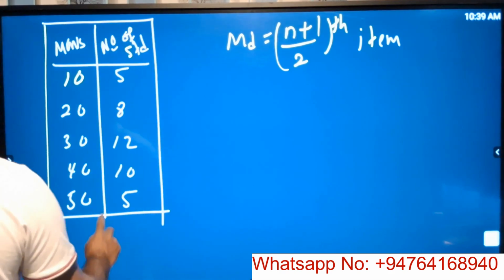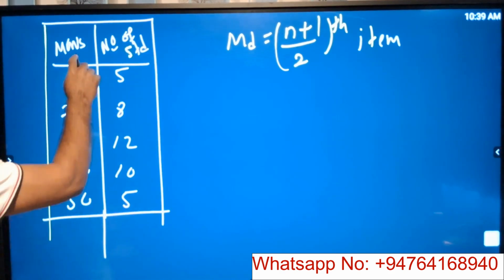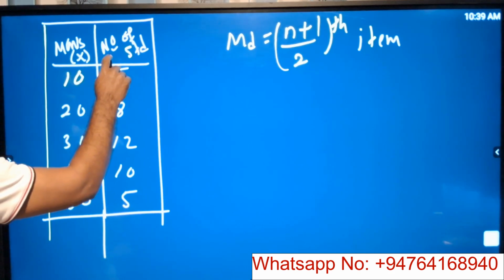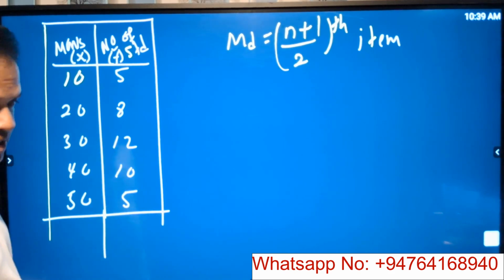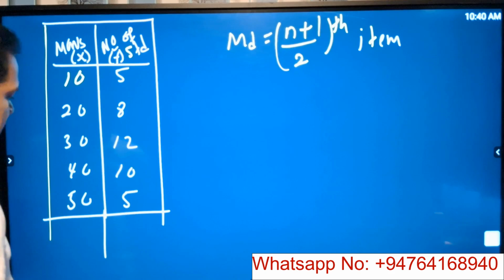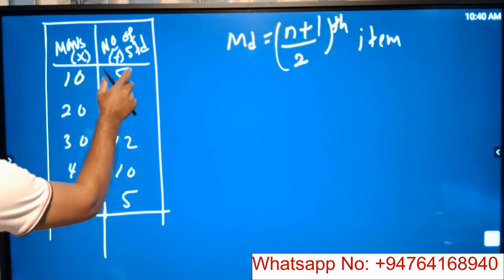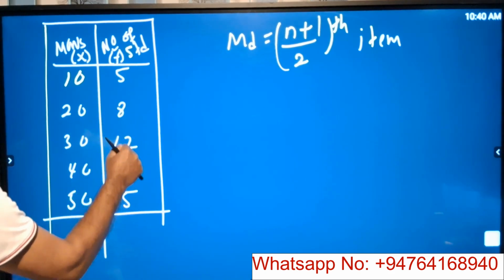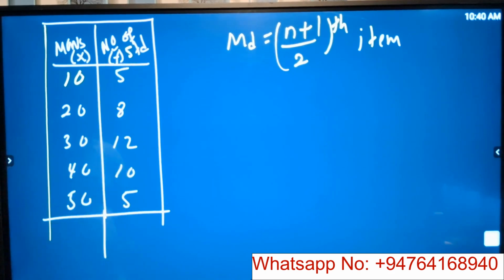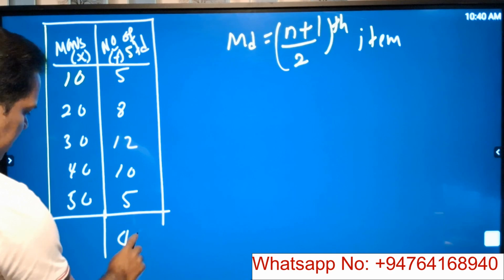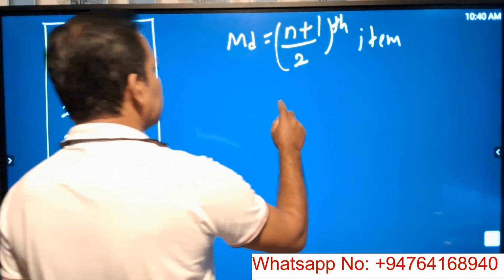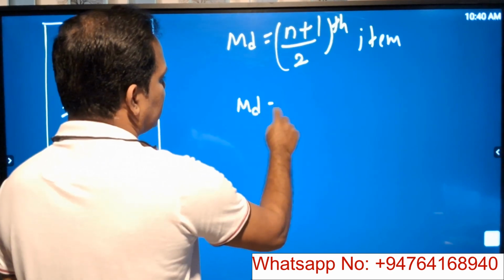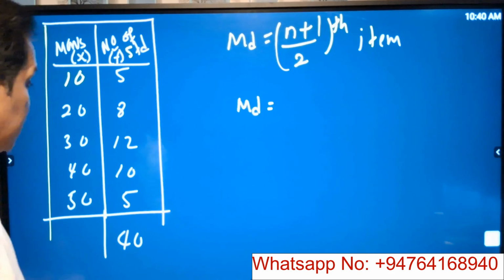Okay, what is the sum of this column? Normally the marks are denoted by x, you know that. The number of students is the frequency, so it is denoted by f. How many students are there? 5, 8, 12, 10, 5. These values can be added together, so 40 students are there. So the number of students in this class is 40. So n is 40, and you can find which item should be given as the median.